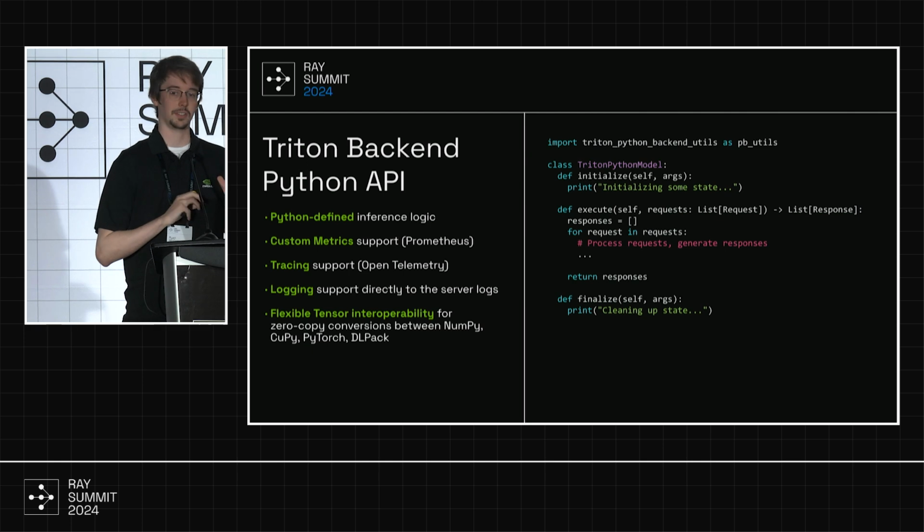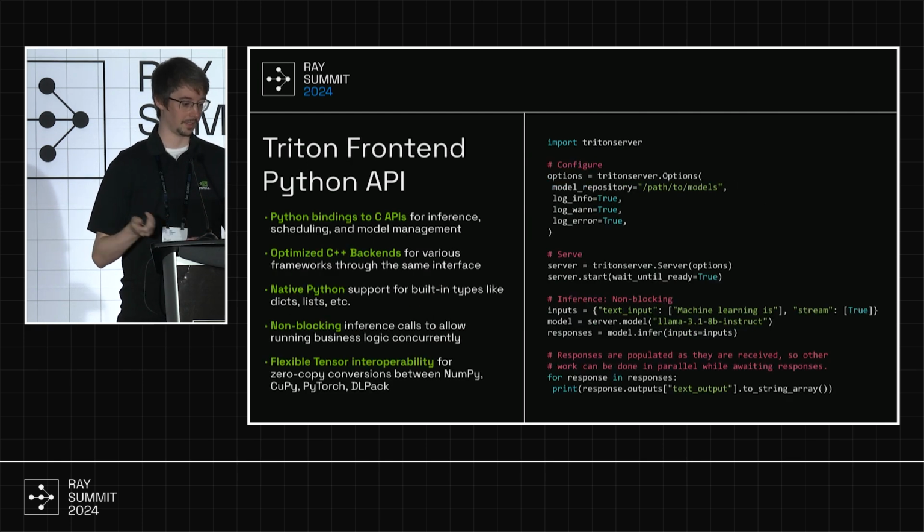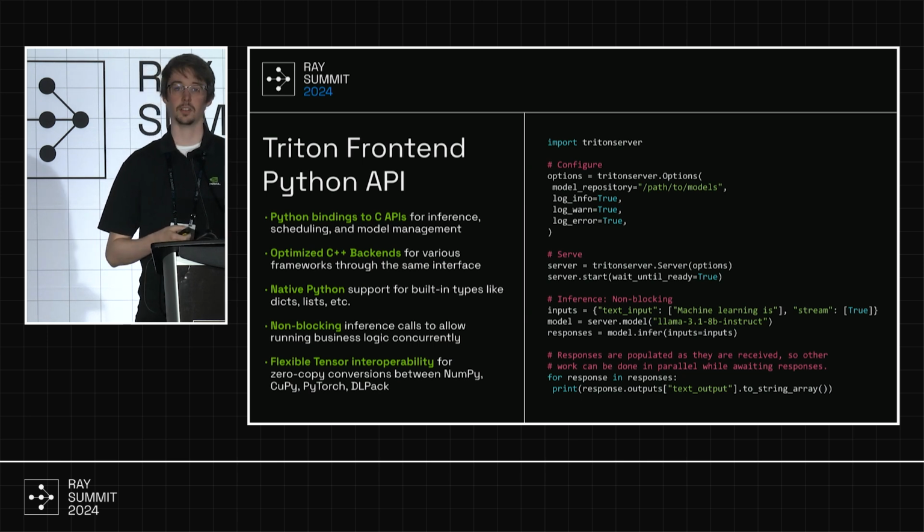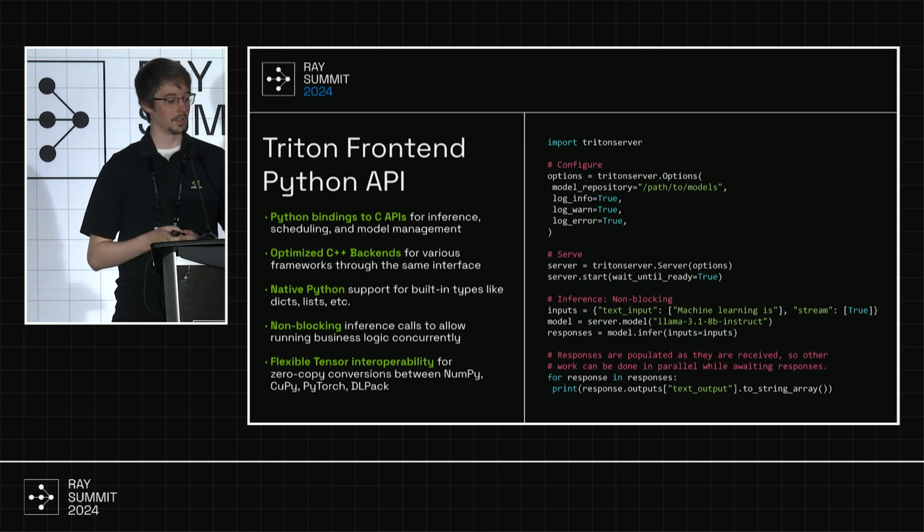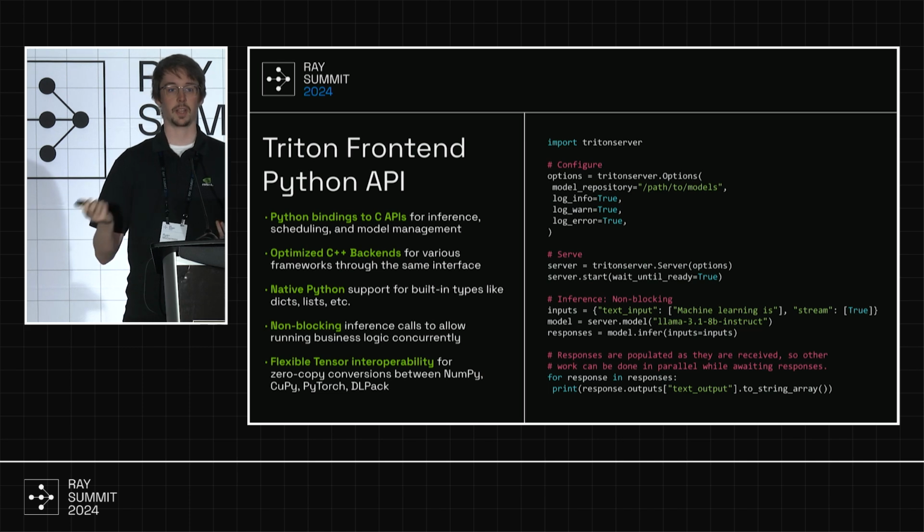But how do you actually take that and start a RayServe application? That would be this front-end API. So this here, import Triton server, is the bread and butter of how this integration works. This is primarily Python bindings to Triton's set of C APIs that you saw in the architectural diagrams. What this means is that you get access not only to the Python backend APIs like we saw, but also to all of the backends that Triton supports.